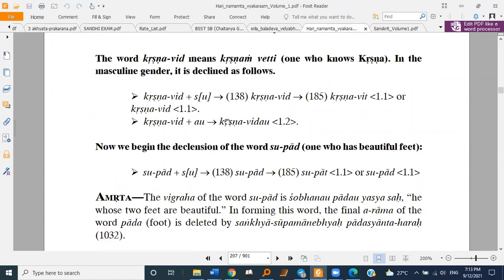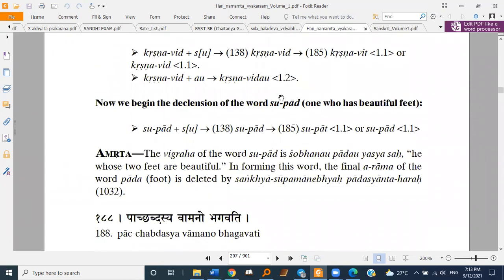Then the next word is Supad. Supad, one who has beautiful feet. So Supad Yukta Su, then Su is deleted, Radha Vishnu Janabhyam Vipashchita Vikram Swararaha, and Vishnu Dasasya Harikamalam Vavirame. So Supad or Supad.